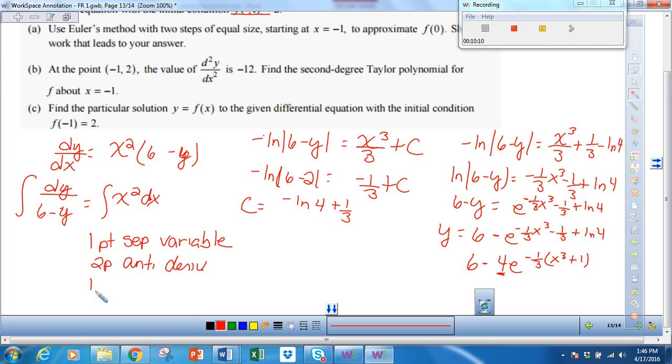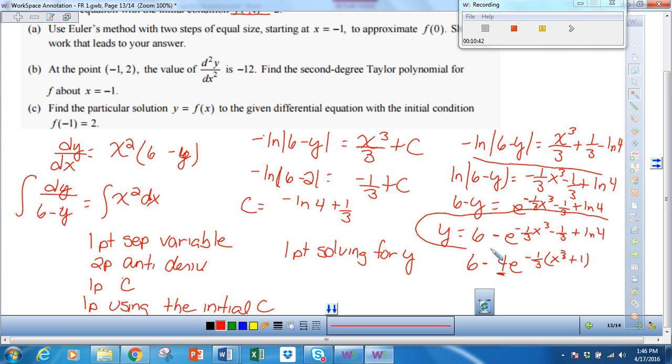You got 1 point for C. You got 1 point for using the initial condition to find C. So even if your C was wrong, as long as you used that initial condition to find C, you should have gotten a point. And then you got 1 point for solving for Y. You have to solve for Y. You must solve for Y. You cannot leave your answer like this. Now you can leave it like here, as long as you have Y on one side of the equation by itself, but you must solve for Y. Okay? All righty. I think that was the morning free response question.